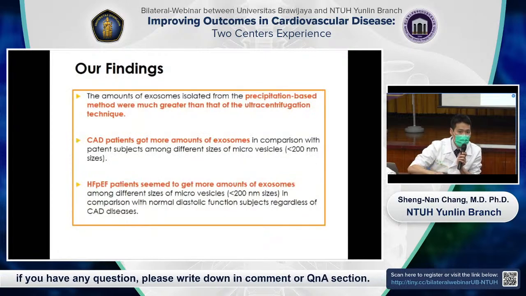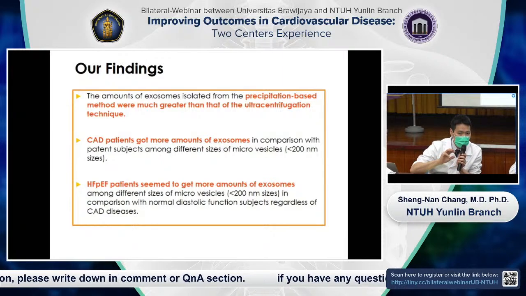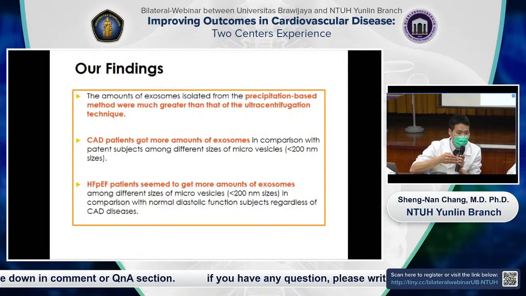By this study, we did some basic research. We found a more suitable method for extracting exosome from plasma. We found that the precipitation method is superior to ultracentrifugation: very simple, very easy to operate, and very cheap. The coronary artery disease patients got more exosome compared with the patent group, and the heart failure patients also got more exosome.